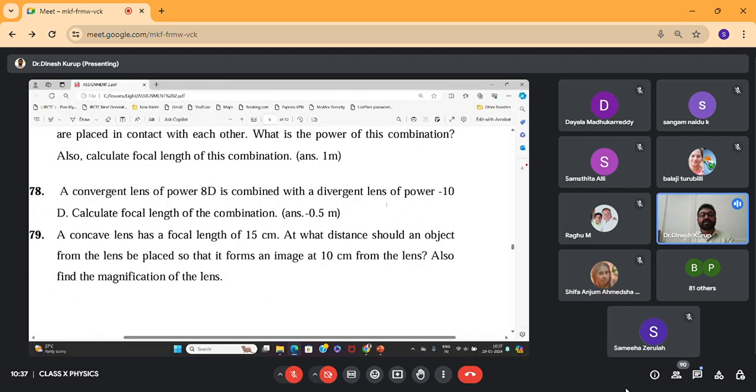Okay, so the 78th question. A convergent lens of power 8 diopter is combined with a divergent lens of power -10 diopter. Calculate the focal length of the combination. It will be -2. 1 by -2 is -0.5 meter.